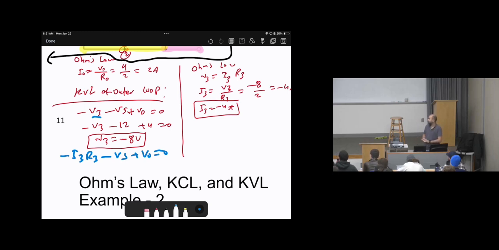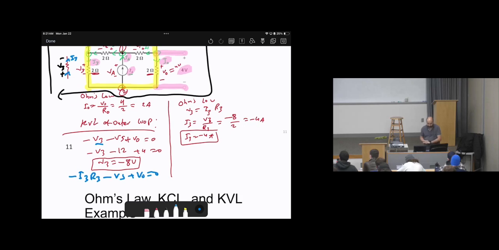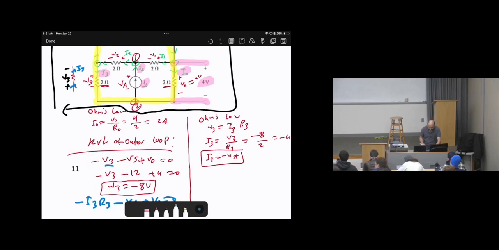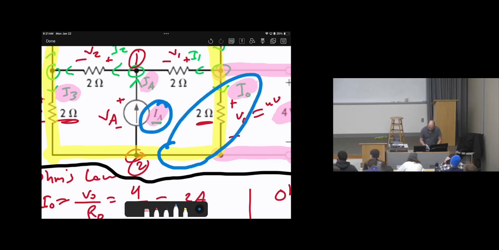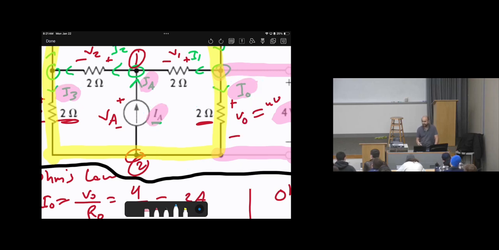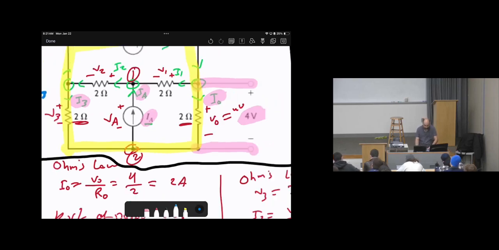Now, I calculated I3. The next thing is I need to calculate IA. How to calculate IA since I know I3? Let's go back to the circuit. I'm going to zoom a little bit here. Then node 2, IO is known, IA is unknown, I3 is known. So we have only one unknown. So I think it's a good idea to apply KCL at node 2.